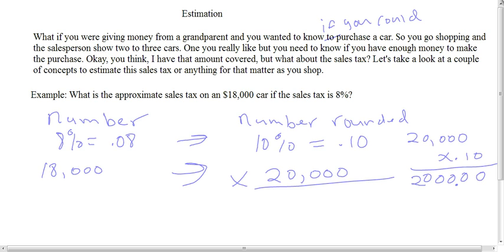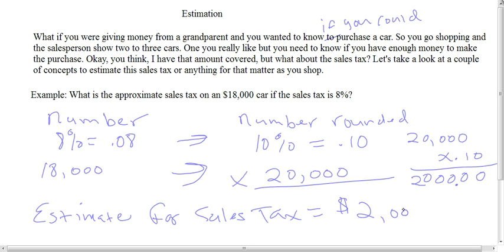So right now, my estimate for the sales tax is equal to $2,000. Now, of course, if we went ahead and did the actual math, we would know that we would be a little bit over, but that's what estimation is about. You don't want to get to the cash register or go up and buy the car and go, oh, you're short. So estimation, realistically, will give you an overprice of what you actually should pay.